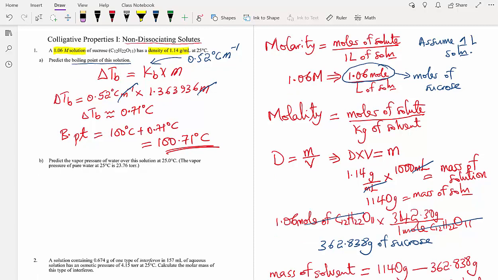Let us now focus on the B part of the question. Predict the vapor pressure of water over this solution at 25.0 degrees Celsius. The vapor pressure of pure water at 25 degrees Celsius is given as 23.76 torr. To find the vapor pressure of water over a solution, we will need to make use of the Raoult's law.